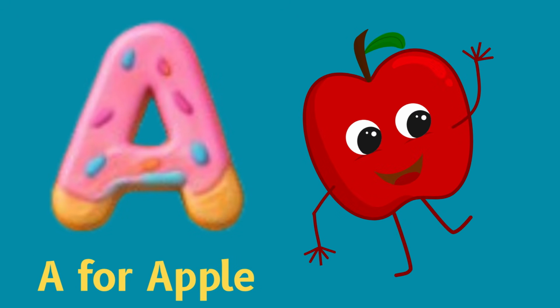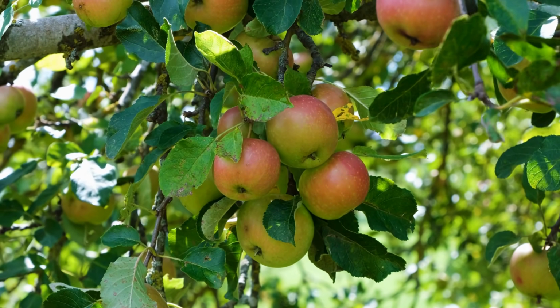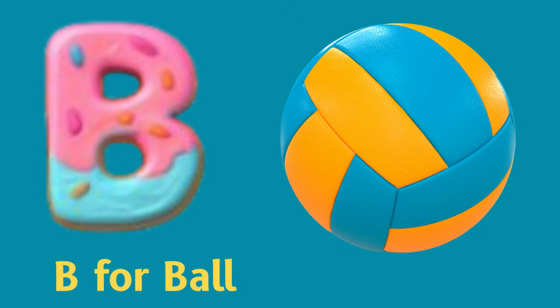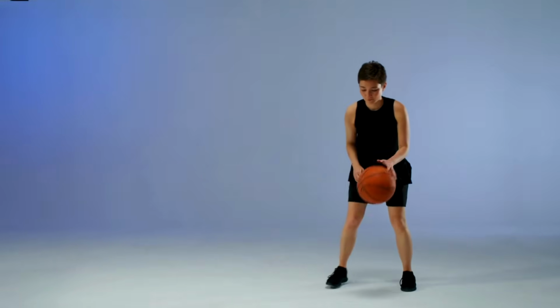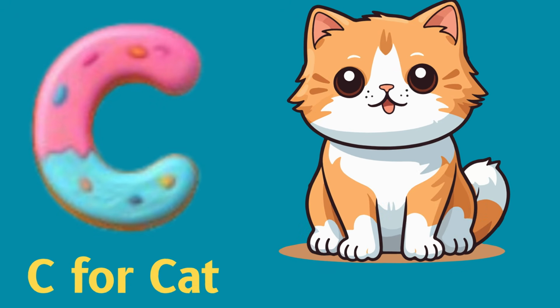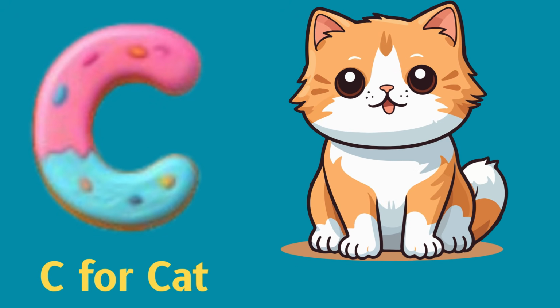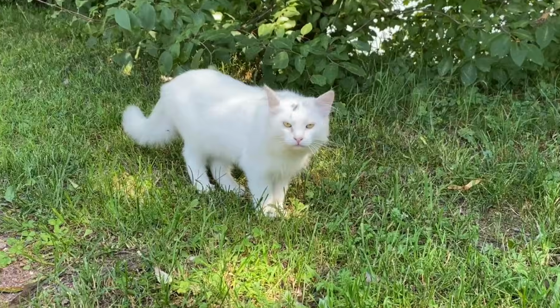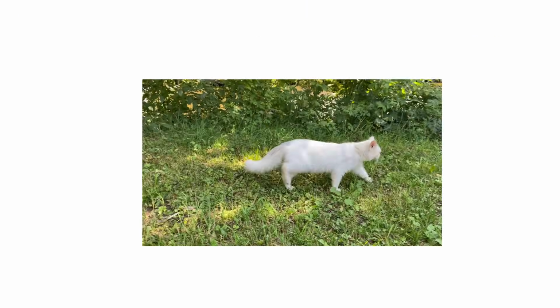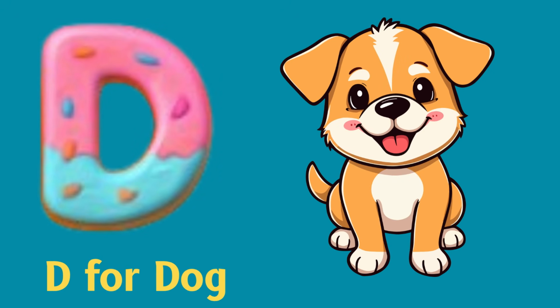A for apple. Apple means save. B for ball. Ball means gate. C for cat. Cat means Billy. D for dog. Dog means Kutta.